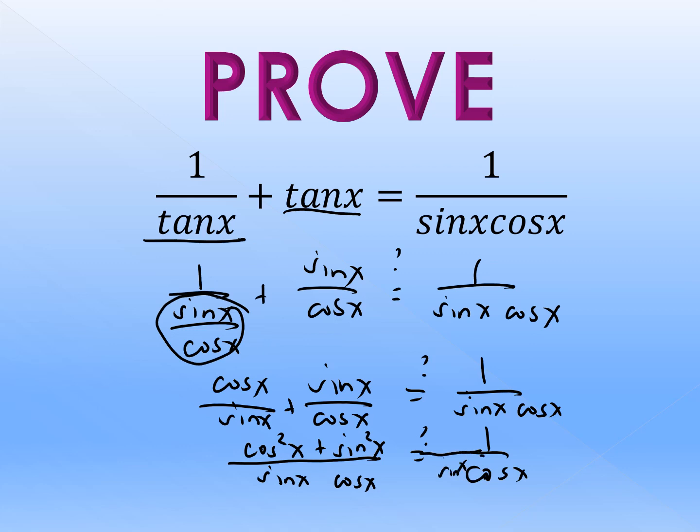Next, using Pythagorean identity, cos squared x plus sine squared x is equal to 1. So therefore, we're going to have 1 over sine x cos x is equal to 1 over sine x cos x. So we prove that the right side is the same with the left side.